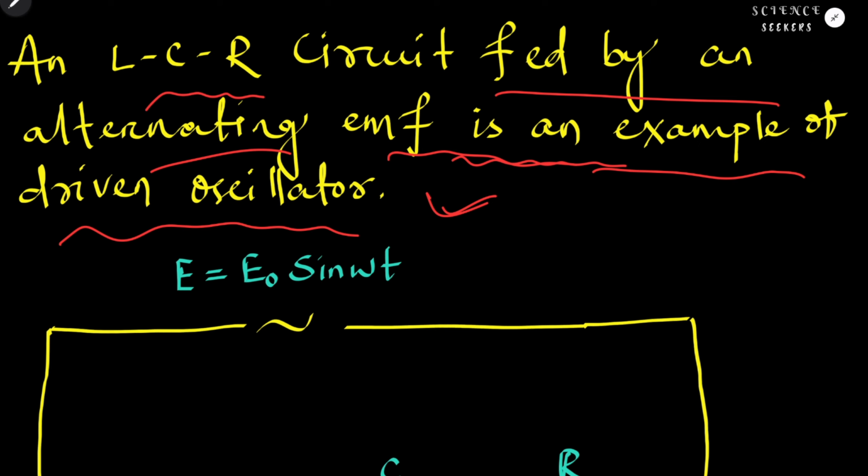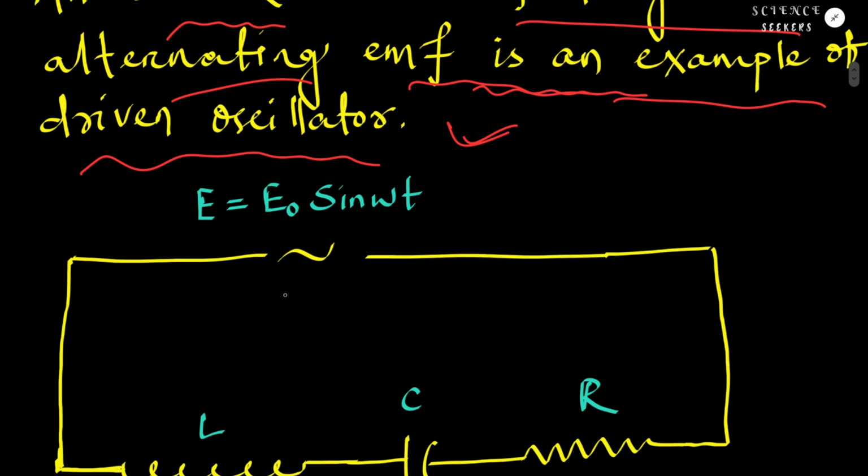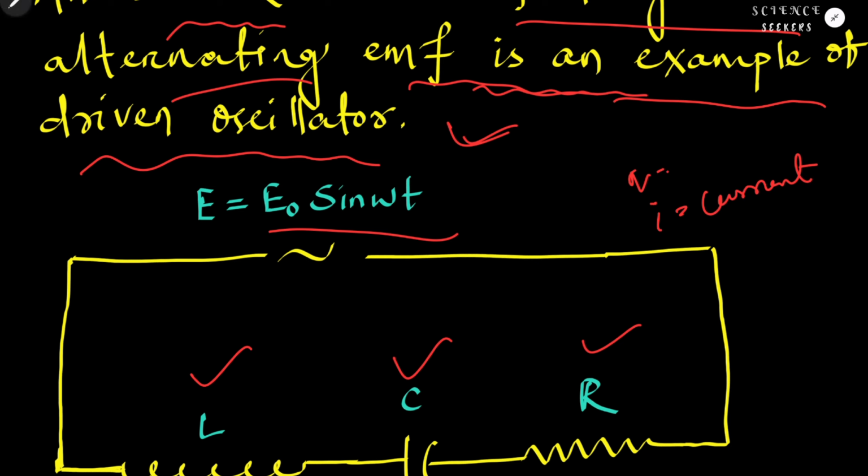In this figure, an alternating EMF E naught sin omega t has been applied in the circuit, and the circuit contains an inductance L, capacitance C and resistance R in series. Let small q be the charge on the capacitor at any instant and I the current.